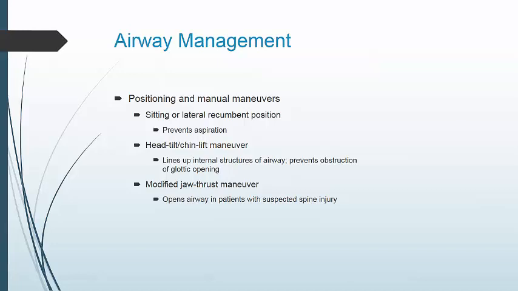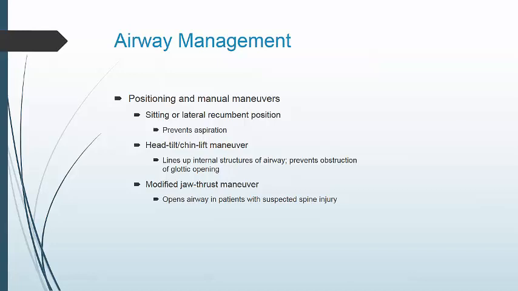Some manual airway maneuvers also can be used that take advantage of how the airway is structured, and what this does is it allows you to reposition, and so it can move, like say the tongue or the airway opening itself, and can actually open up that airway. So the two most common maneuvers are going to be your head tilt chin lift and your modified jaw thrust.